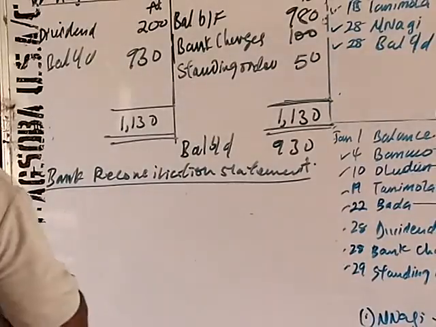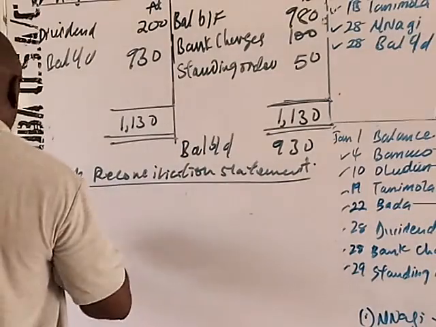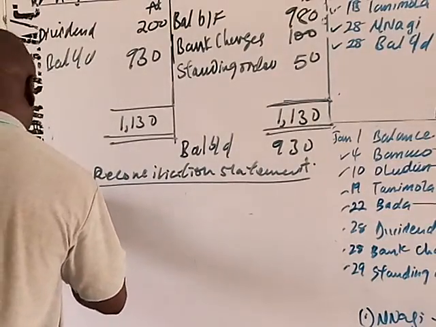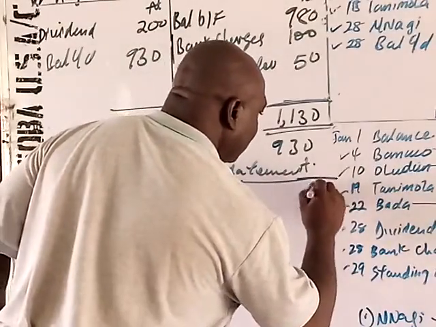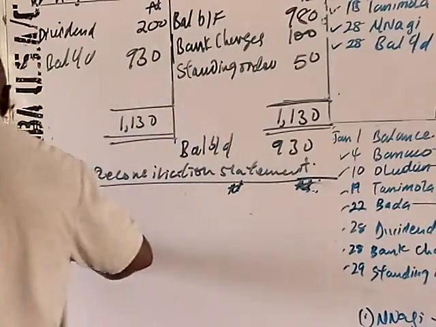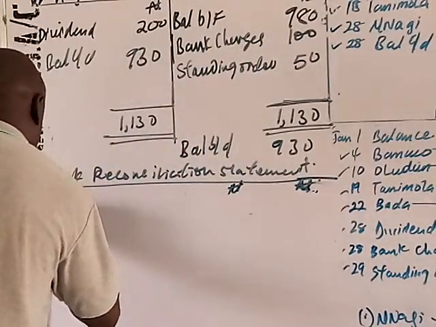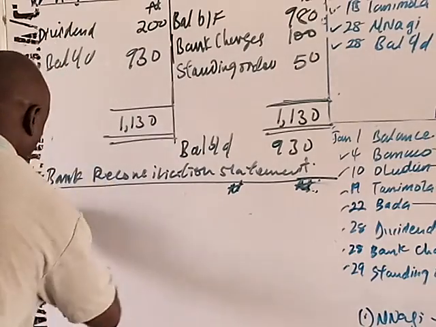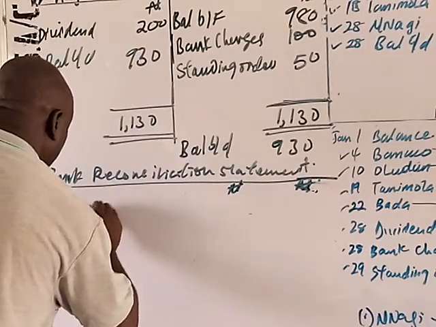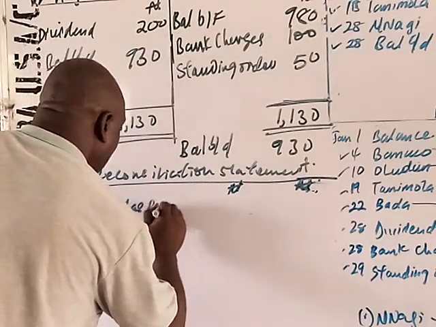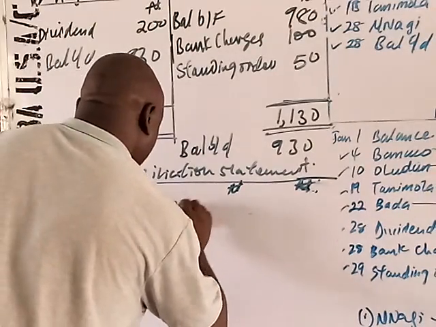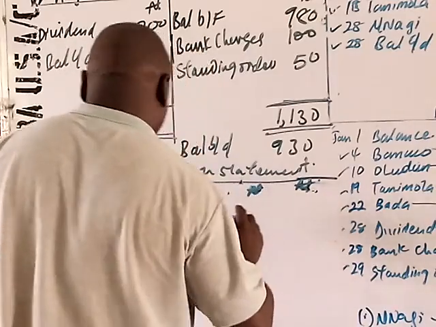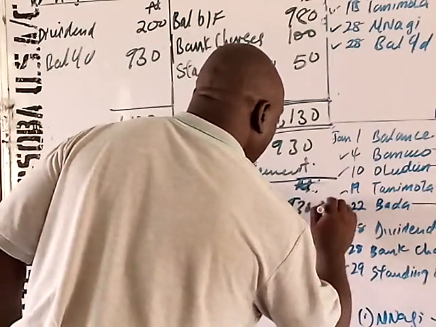And you bring down our 930. The first thing is overdraft balance, no, you say overdraft balance as per adjusted cash book. As per adjusted cash book, you have 930 OD.